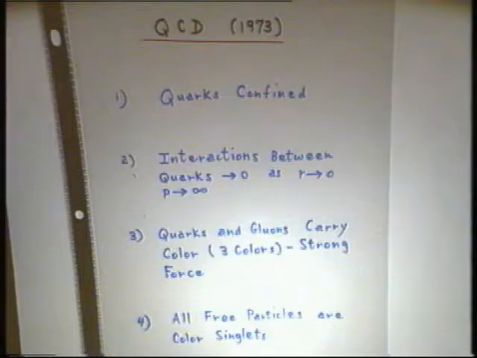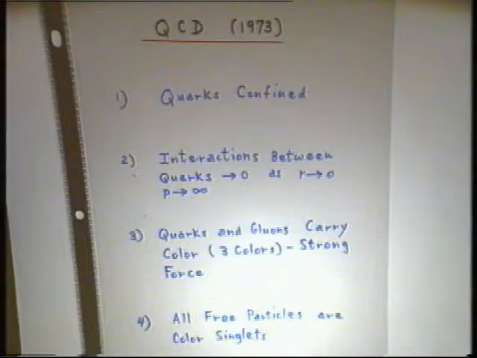So how in the world do you support quarks in the nucleon? Well, you have to have a theoretical model which makes you feel convinced that maybe it makes sense. And QCD was proposed in 1973. Quarks were confined. The other thing which QCD said, which was really quite consistent with what was observed, was that the interaction between quarks goes to zero as the separation goes to zero, or as the relative momentum goes to infinity.